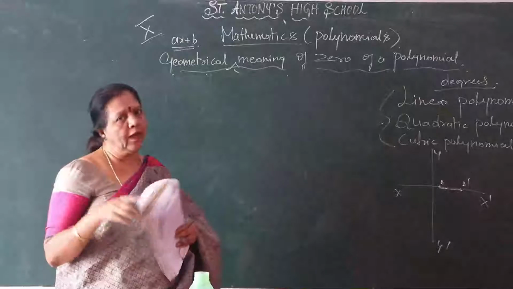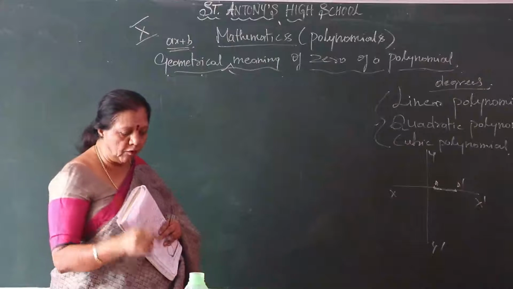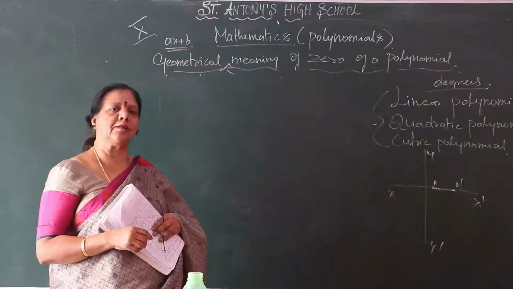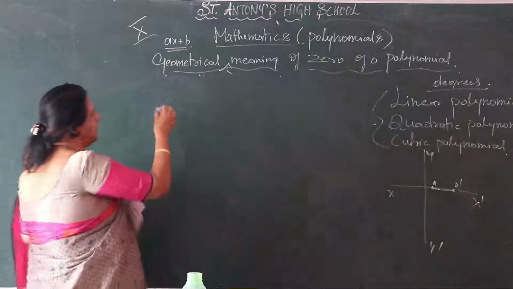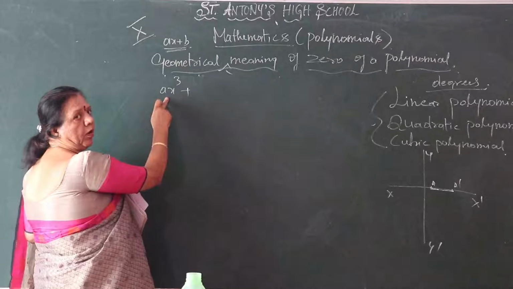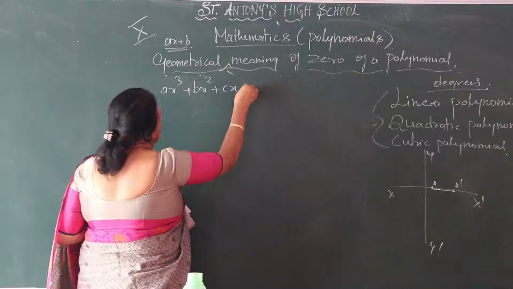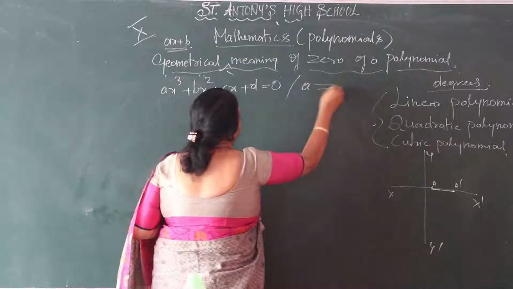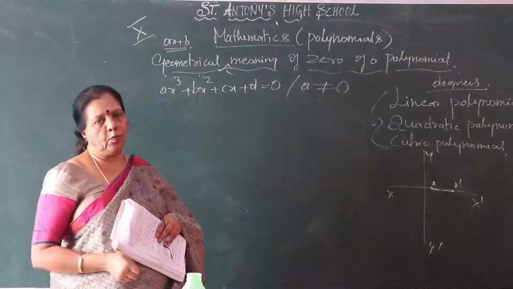Now you have already learned the linear polynomial and quadratic polynomial. Now we will go for the cubic polynomial. That also I taught you in the previous class. Cubic means the power, the degree, should be 3. So what is the standard form? ax cube plus bx square plus cx plus d is equal to 0, a is not equal to 0. This is the standard form of the cubic polynomial.